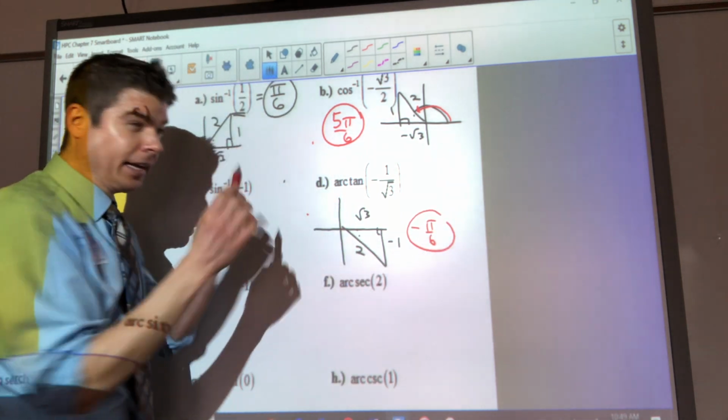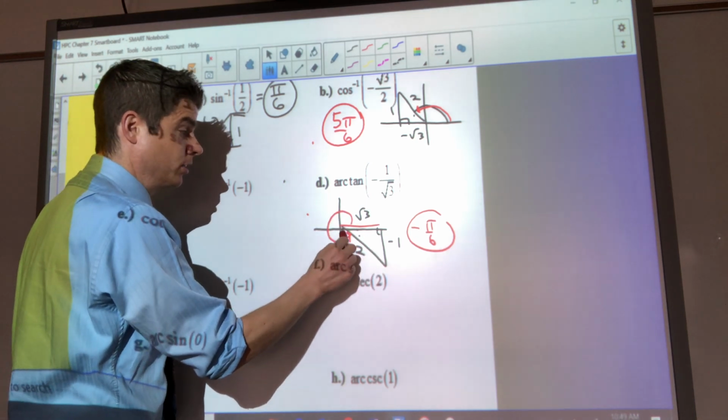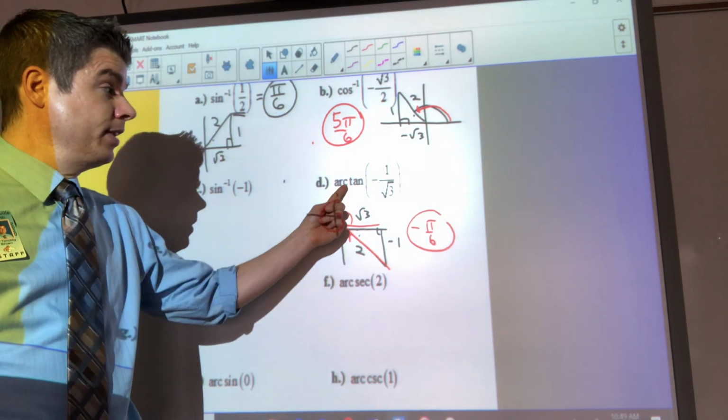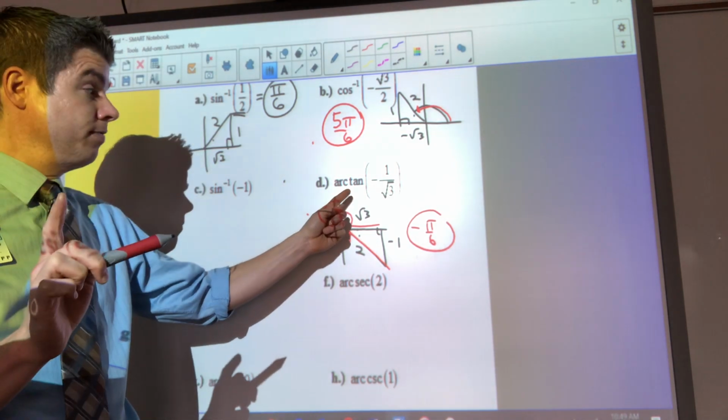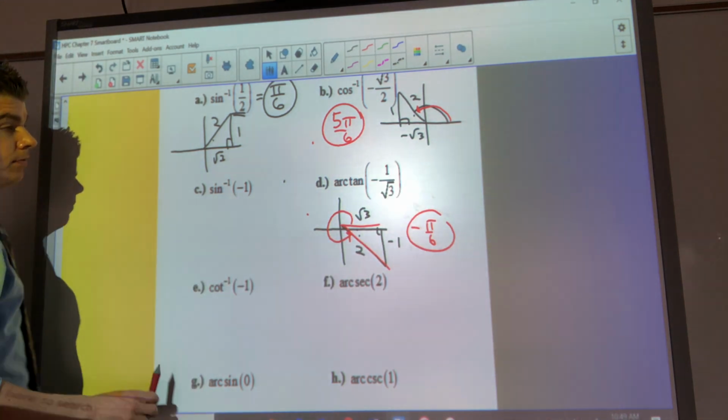And I like it when students ask, well, wait, couldn't you choose this one? Because that tangent ratio is the same value. And yeah, the tangent ratio is the same, but I'm given inverse tangent. That has a restricted value of negative pi over 6. Okay? Inverse tangent of negative 1.